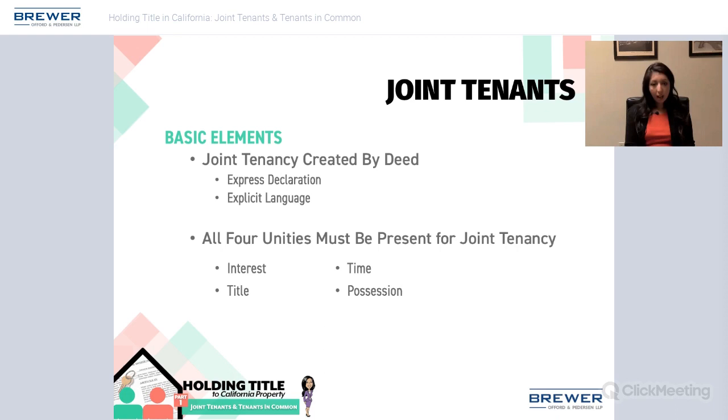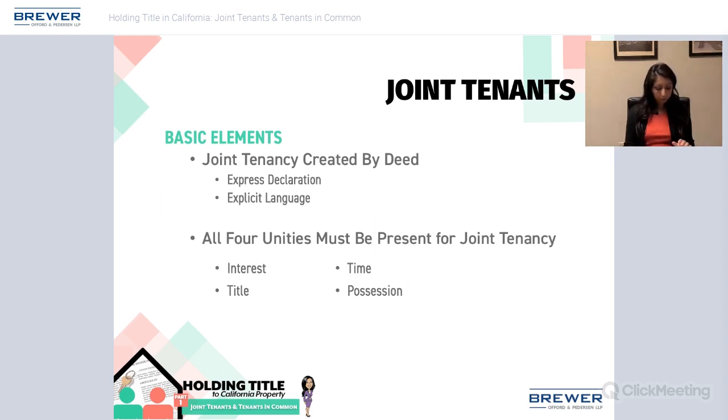In a joint tenancy, it has to be express terms. Like I said with TICs, they are kind of the default. So if nothing is expressly written and it's implied, it automatically goes to TIC. In joint tenancy, there needs to be an express declaration with explicit language that the parties want to be holding the property as joint tenants.